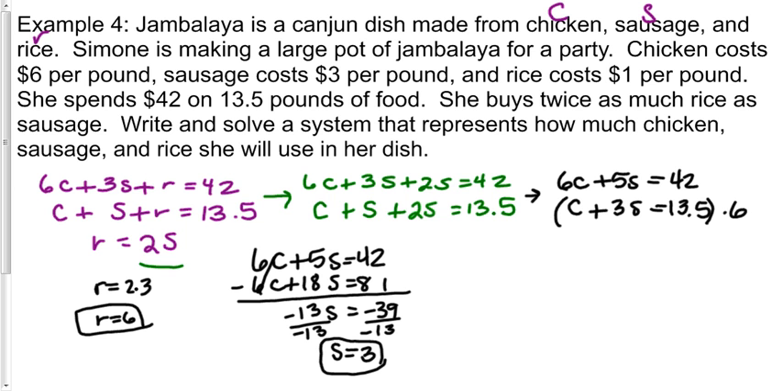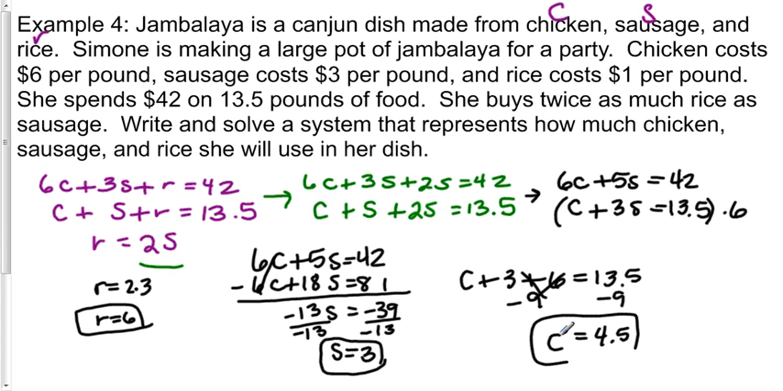Now I need to find C. And the easiest equation to use now would be this middle one right here. C plus S plus R equals 13.5. So that means C plus 3 plus 6 equals 13.5. And if I subtract 9 from both sides, C is equal to 4.5.